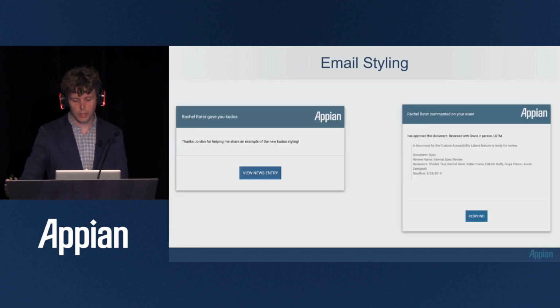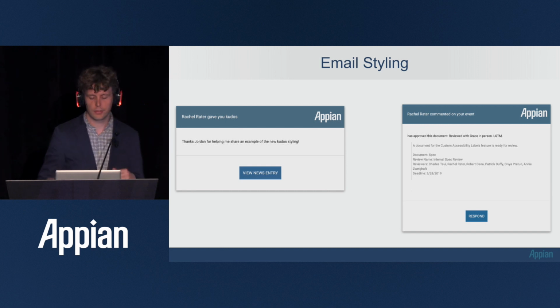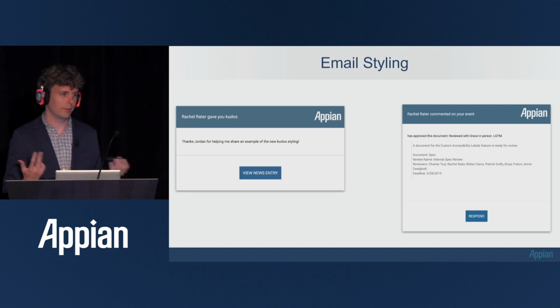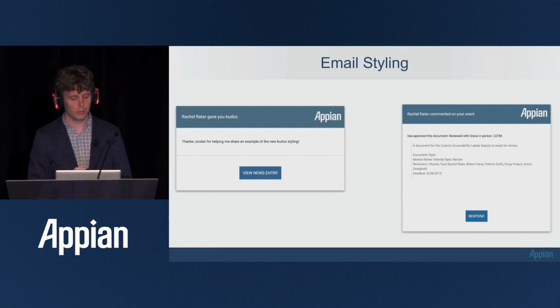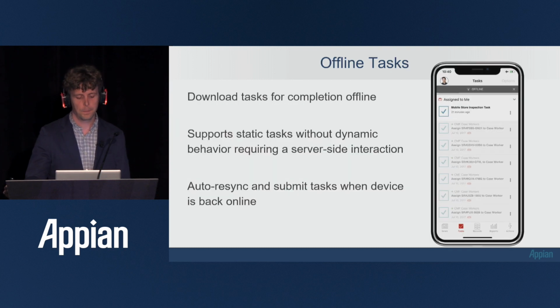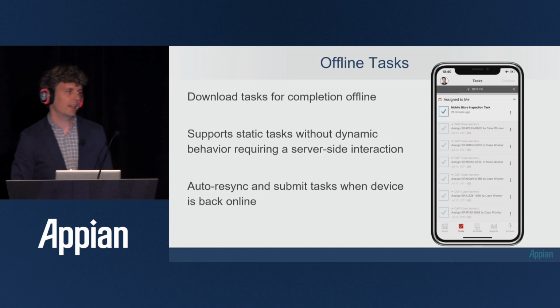So another thing, email styling. We gave our emails a facelift, to make them a little more modern. They also reflect the branding that you have. This is not the world's greatest example because it says Appian, but like our internal sites have Appian there. But if you have a different logo and different color scheme, that will be reflected in those emails. And then here's a big one: offline tasks.